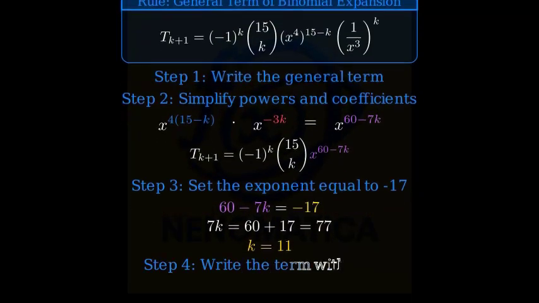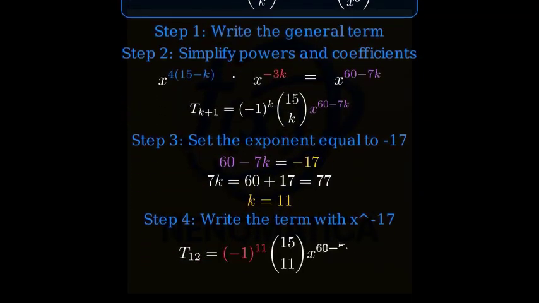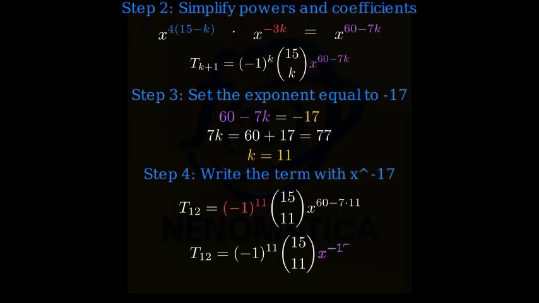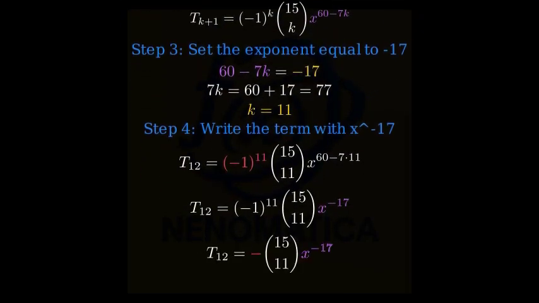Step 4. Substitute k equals 11 into the general term. That gives t sub 12 equals negative 1 to the power 11 times 15 choose 11 times x to the power 60 minus 7 times 11, which is x to the minus 17. Since negative 1 to the power 11 is negative 1, the term is negative 15 choose 11 times x to the minus 17.